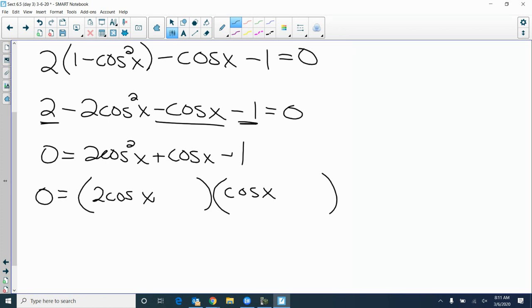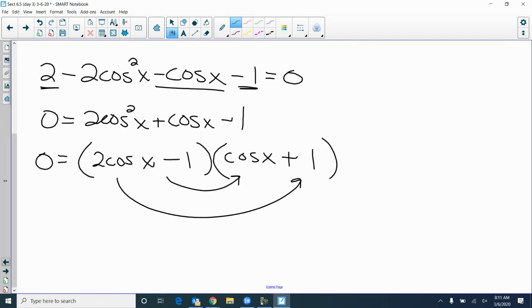And the only way to get 1 by multiplying two numbers is 1 and 1. So I believe this is going to be a plus 1 for the first one. Nope, flip it around. Make this a minus 1, make that a plus 1, because the 2 cosine of x will give you plus 2, and that minus 1 cosine of x gives you minus 1, which adds up to plus. Now set each equal to 0 and solve.